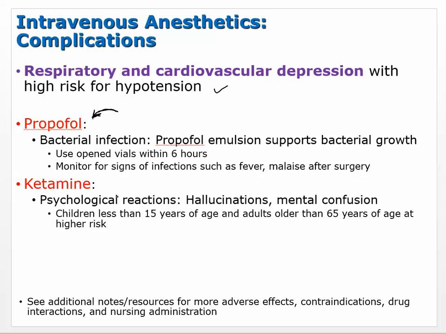Ketamine has psychological reactions. It's actually, I think, a street drug, which surprises me, but it's a street drug that can cause hallucinations and mental confusion. I guess people like that. Children less than 15 years of age and adults over 65 are at a higher risk for these psychological types of reactions. And that's, believe it or not, it for this section.